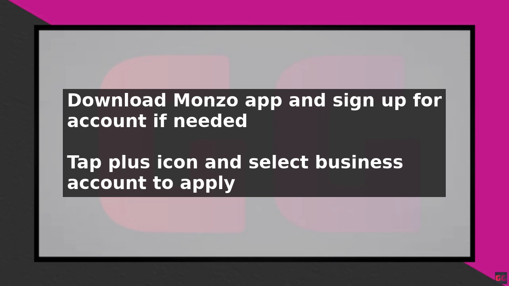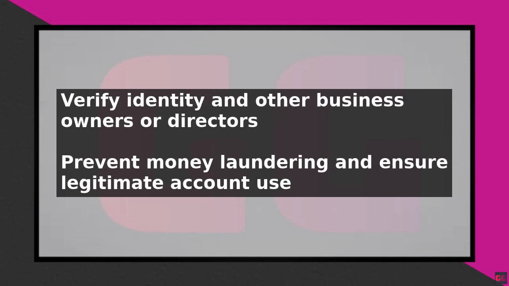and type of business. After you have applied for a Monzo business account, you will need to verify your identity and the identity of any other business owners or directors. This is a standard process to prevent money laundering and to ensure that the account is being used for legitimate business purposes. Once your account is set up, you can start using it to manage your business finances.